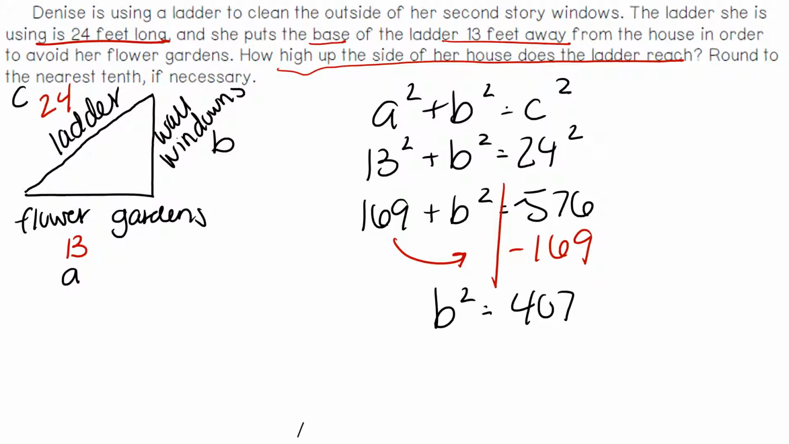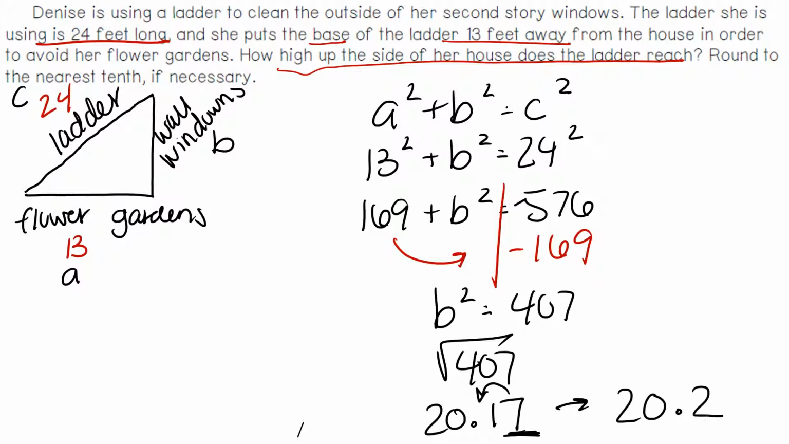Our last step is to take the square root of 407, which is going to give us 20.17. 5 and higher, we round up, so that becomes a 20.2. 20.2 specifically feet.